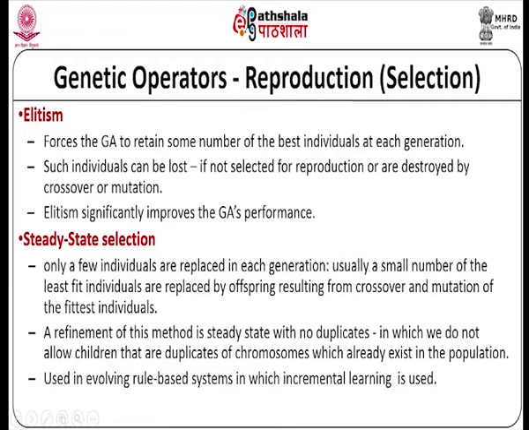So, we have elitism, which forces the GA to retain some number of best individuals in each generation. So, the best individual in each generation is maintained; that is elitism. And in steady state selection, only a few individuals are replaced at each generation. So, you have a set of individuals, you do not replace all individuals, you replace only a few individuals; that is steady state. And if the children formed are duplicates, you do not allow them; that is called steady state with no duplicates. Okay.